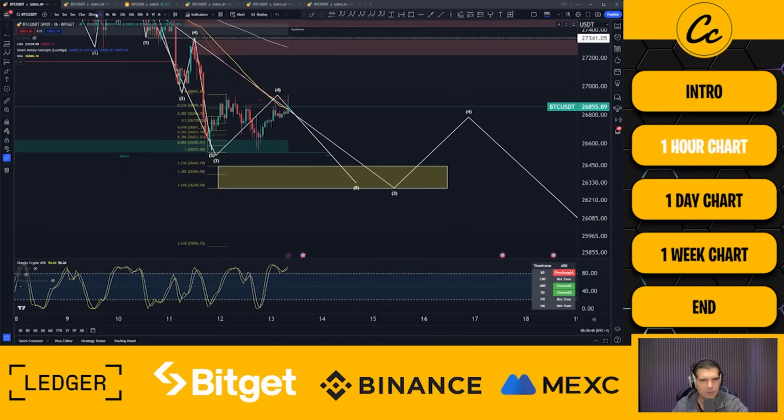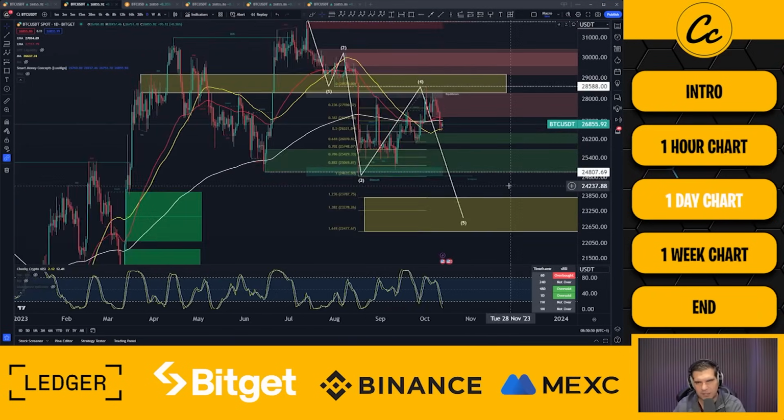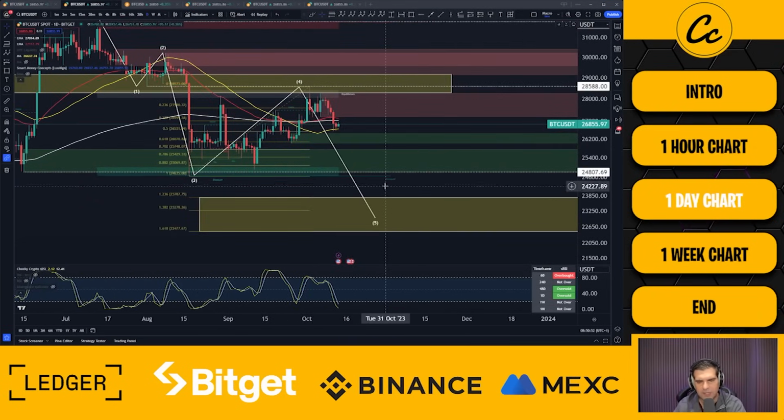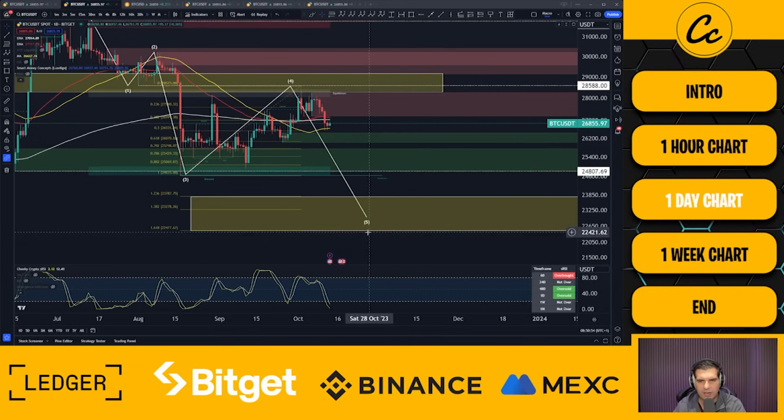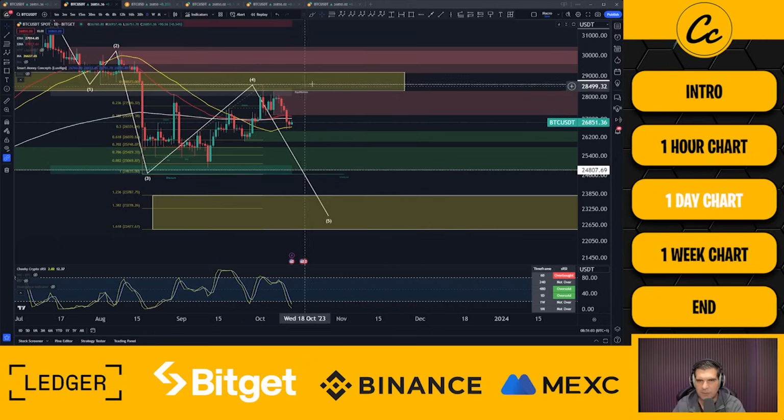Let's take this out towards our daily, because this is essentially building up into our 5th wave movement. As you can see, our target for our daily chart is at 22,477 to 23,787. This has not changed for quite a significant period of time.